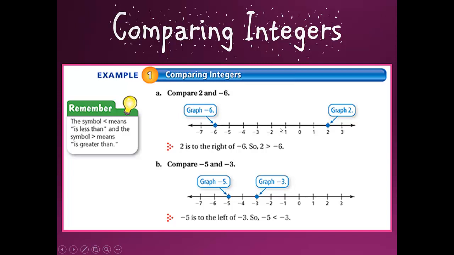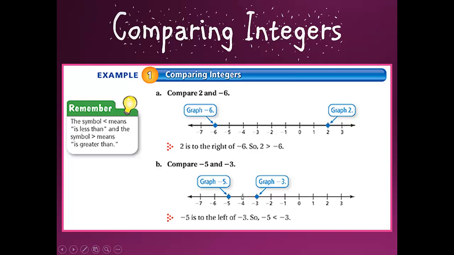Remember, as your numbers are going to the left, they're getting smaller, and as you go to the right, your number is getting larger. 2 is to the right of -6, so 2 is greater than -6. For B, we're going to compare -5 and -3. So first we can graph both of those. We'll graph -5, and then we can graph -3.